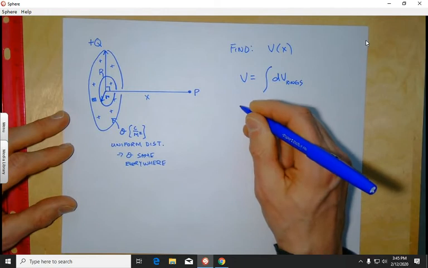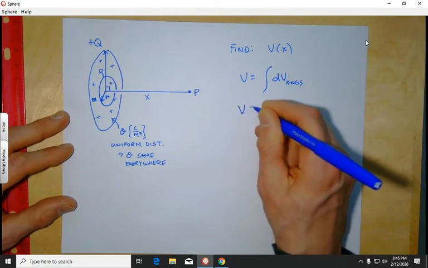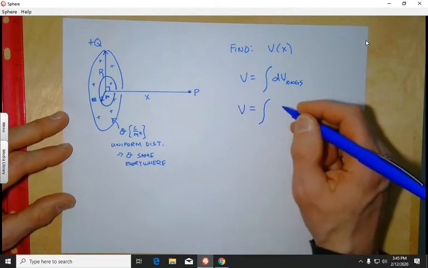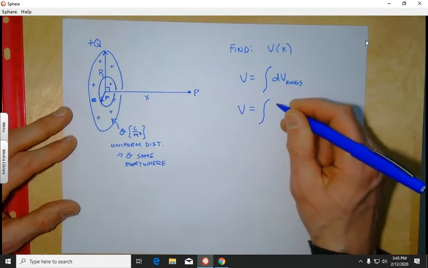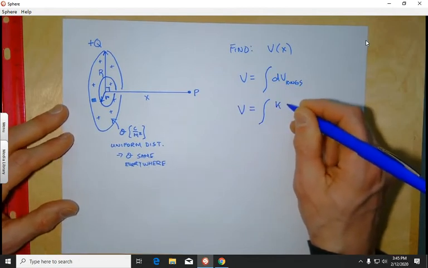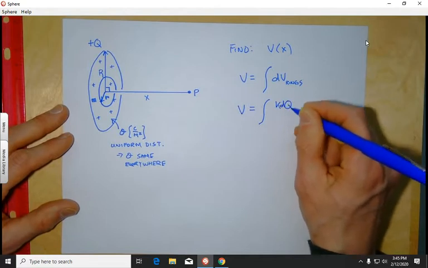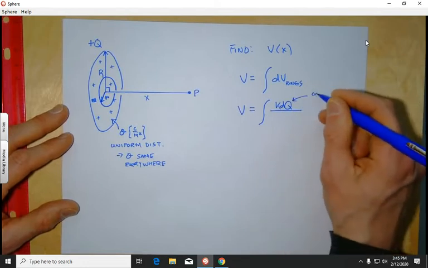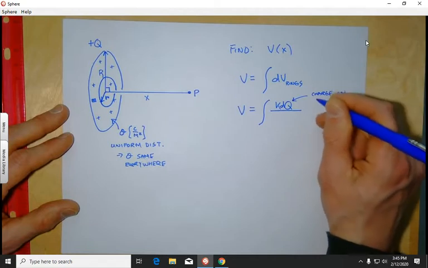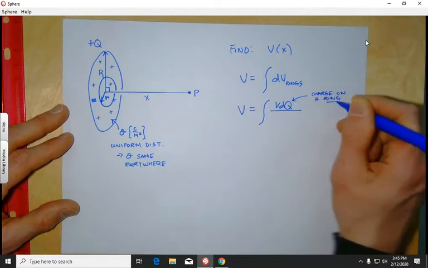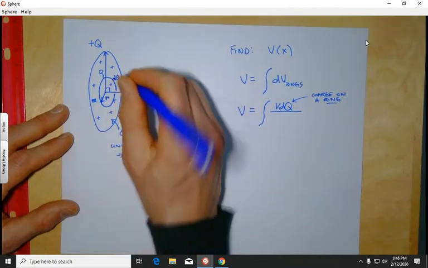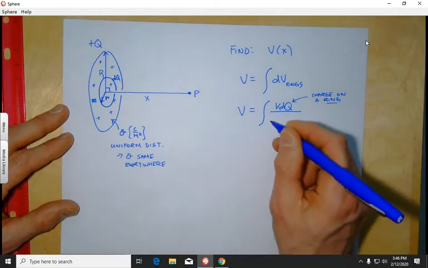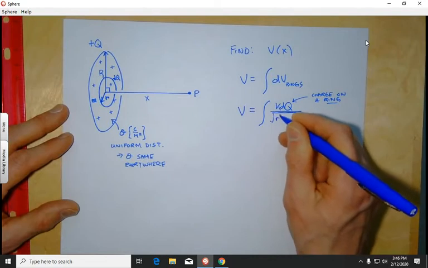Okay. So I'm immediately going to substitute in the result that we got from before. So for dV, I'm going to write k, and I'm going to write dq here, where dq is the charge on a ring, like an individual ring, like the one we drew. So dq would be whatever charge is on here. And then that's divided by the square root of r squared plus x squared.